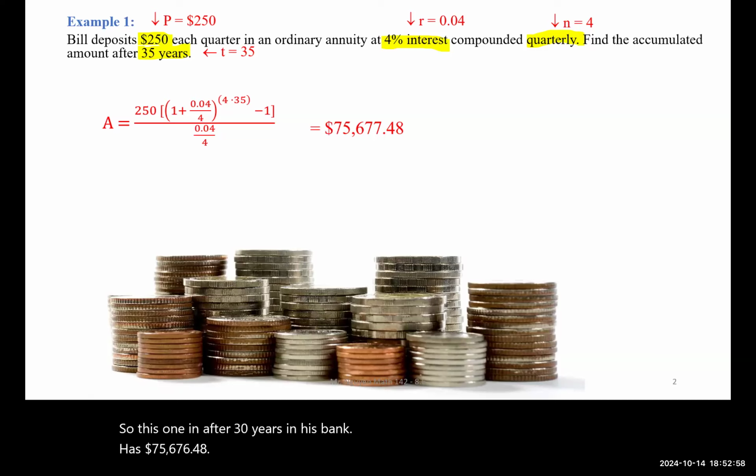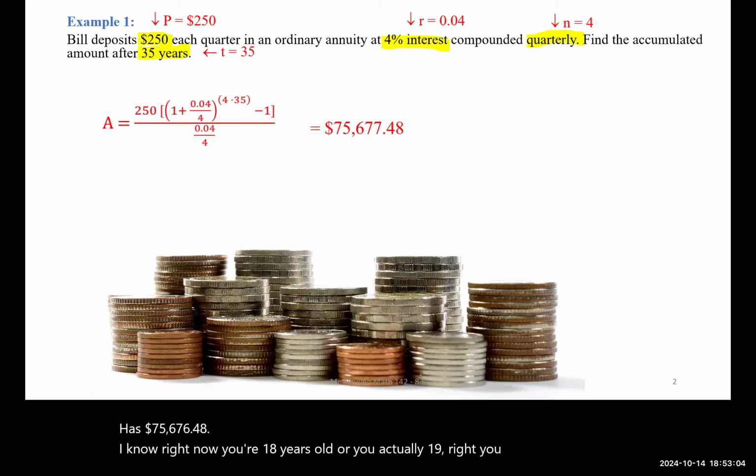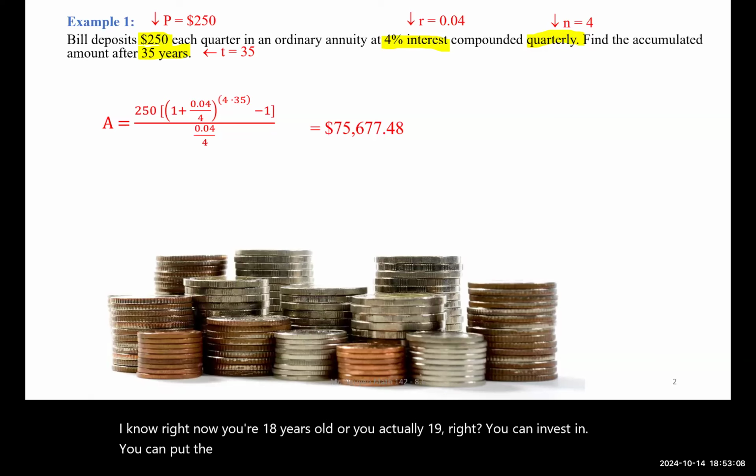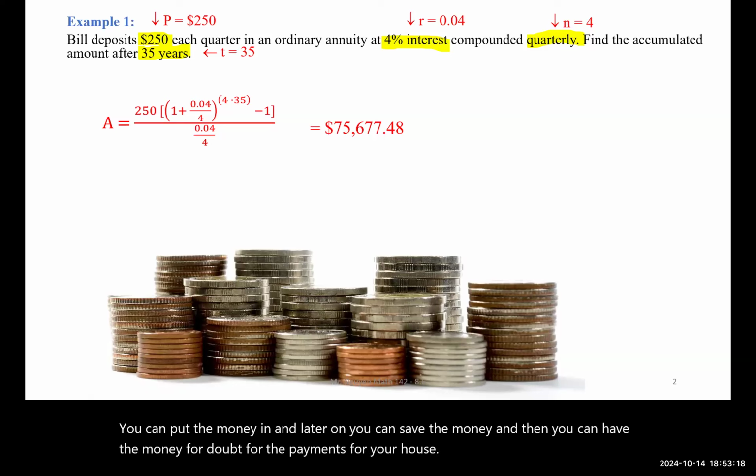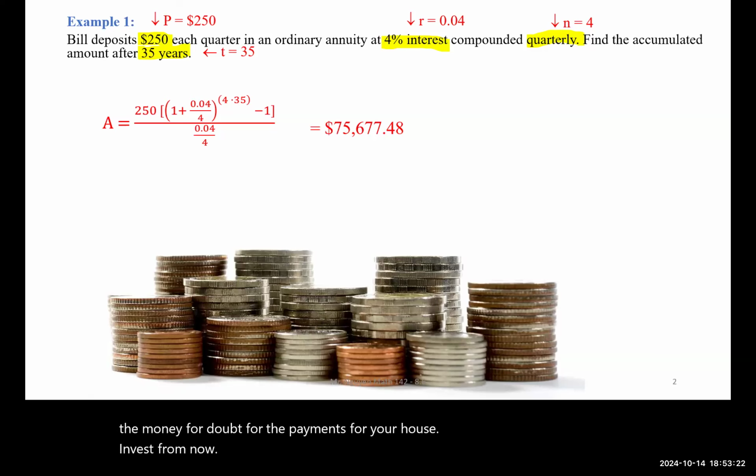I know right now you're 18 years old, or 19, right? You can put in an investment. You can put the money in, and later on you can save the money, and then you can have the money for the down payment for your house. Invest from now. Okay.